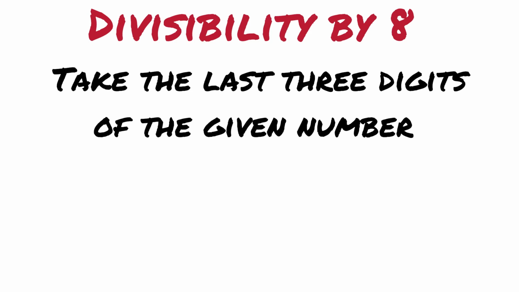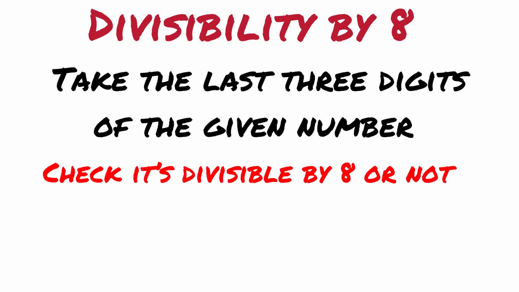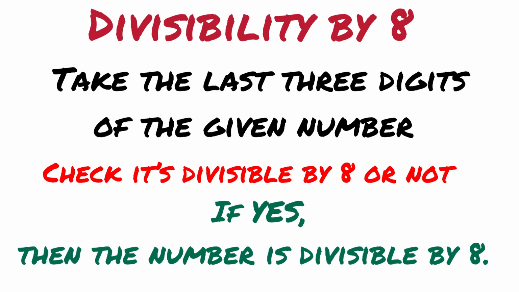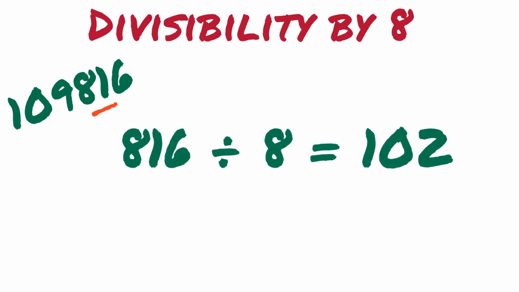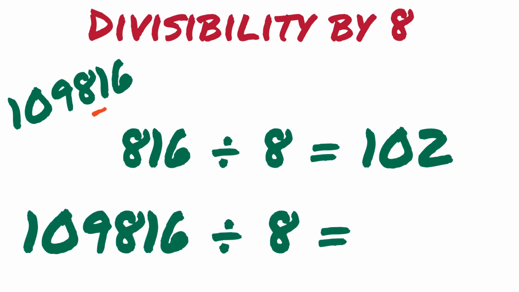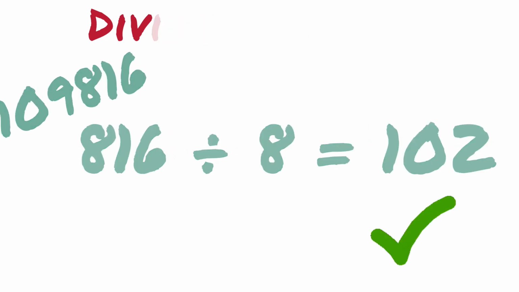Divisibility by 8. If the last three digits of a number taken together are divisible by 8, then the number is divisible by 8. Example, take the number 1,09,816. Consider the last three digits, 816. As 816 is divisible by 8, the original number 1,09,816 is also divisible by 8.